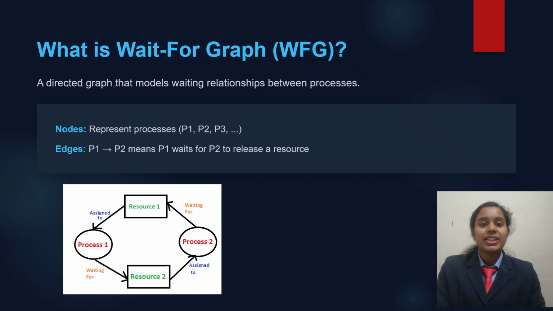Now, let us check what is the wait for graph. A wait for graph is a directed graph that models waiting relations between the processes. Here, nodes represent the processes, that is process P1, P2, P3, etc. The processes are connected by an arrow, and this connection is called an edge. Here P1 directed to P2 means P1 is waiting for P2 to release a resource.